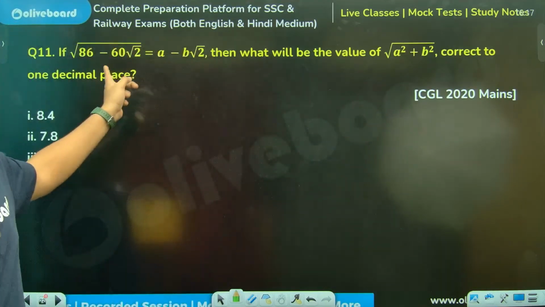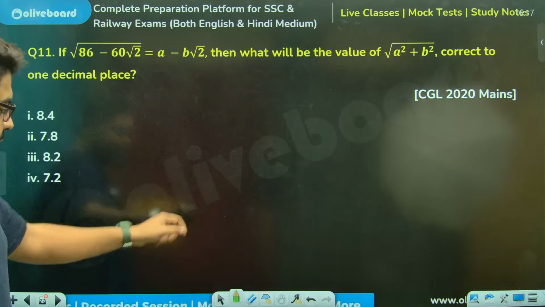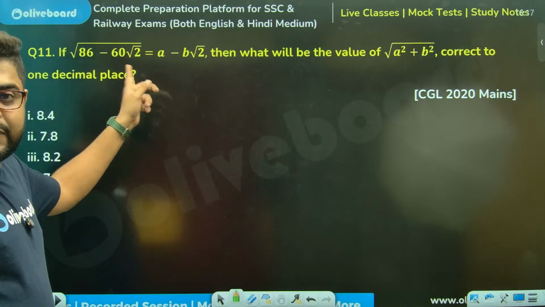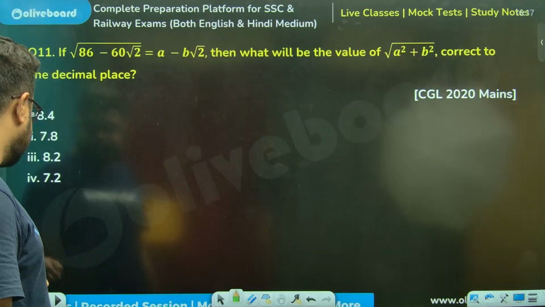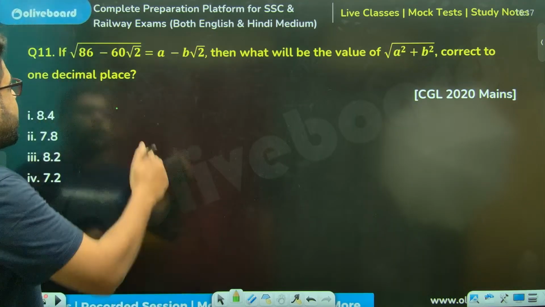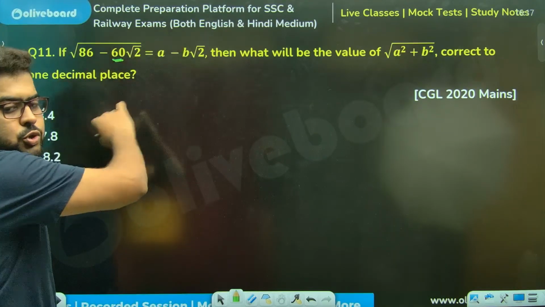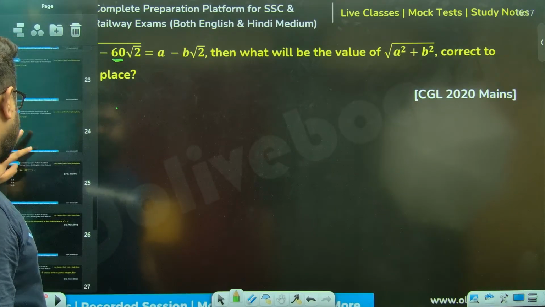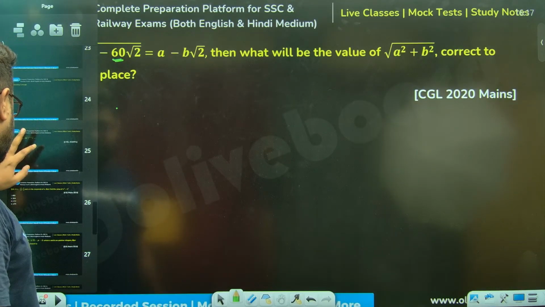Now, there are a few things. These types of CGL 2020 mains questions, I told you, this is what comes, sir. Ultimately, this is nothing but square root questions, sir. So again, you need to keep a 2 here, and everything else you keep inside the root.